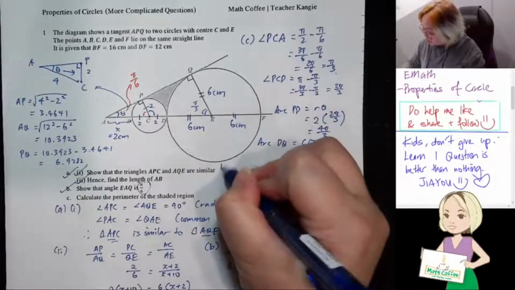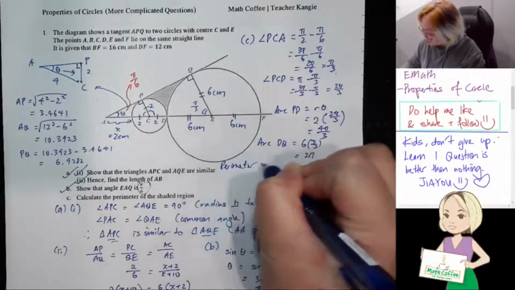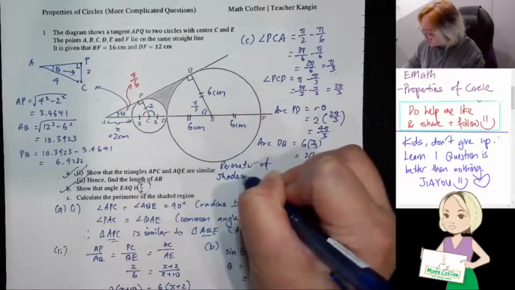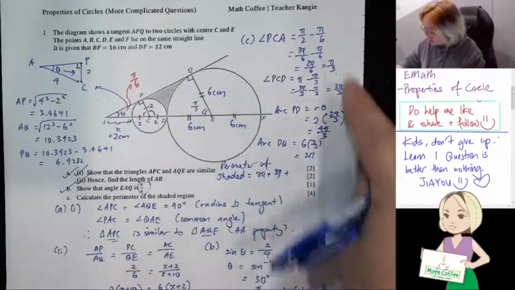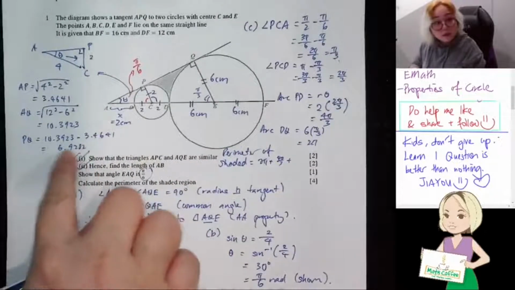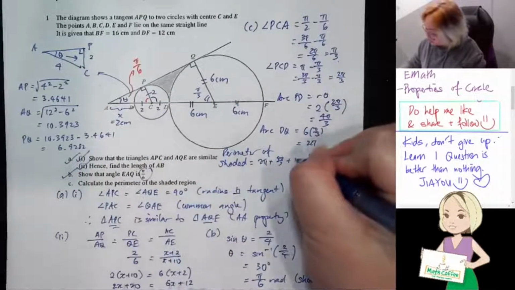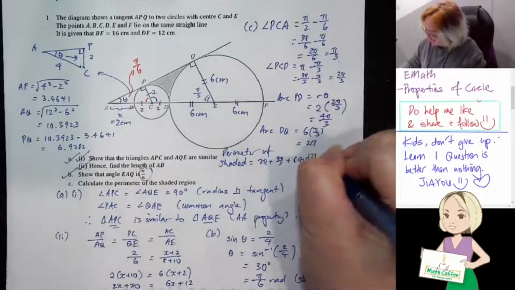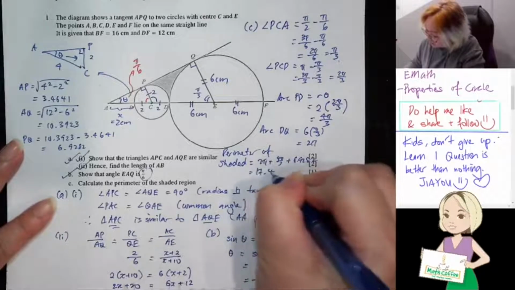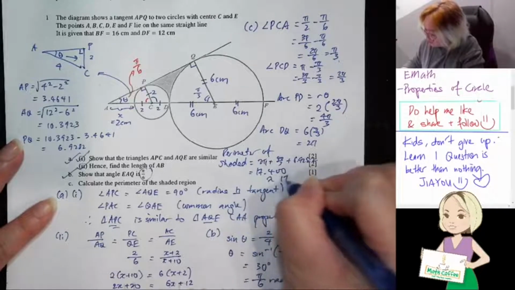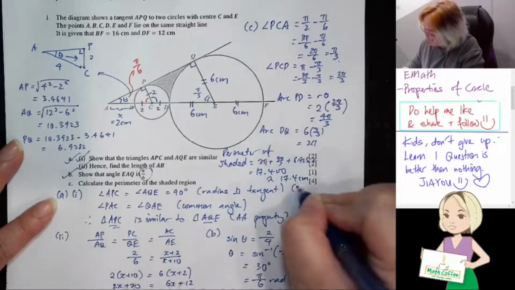So we will say, okay, perimeter of shaded will be equal to 2 pi plus 4 pi over 3 plus this one, 6.9282. So in the end, I press calculator, 17.400, round off, I get 17.4 cm. So of course, this is 3SF.